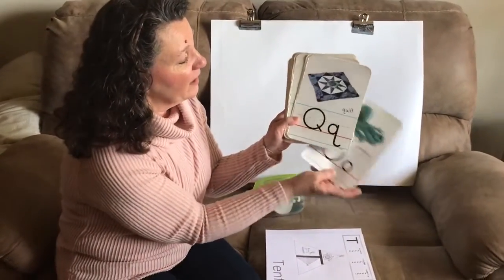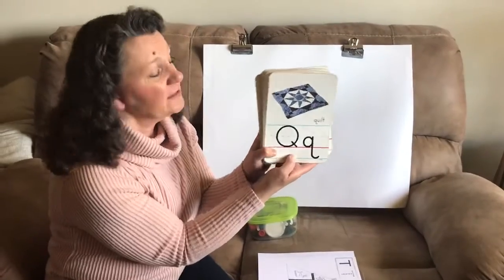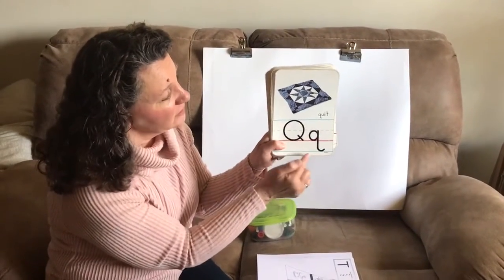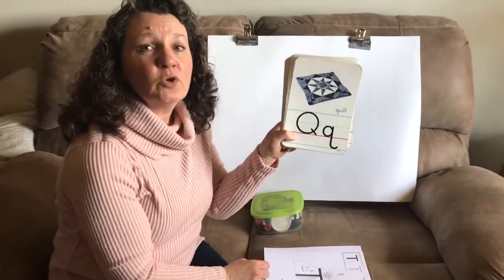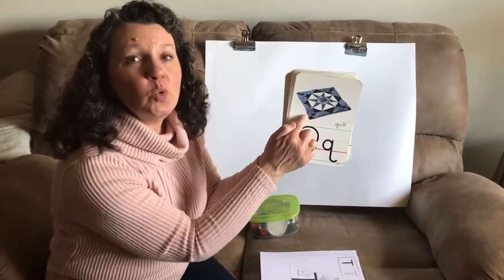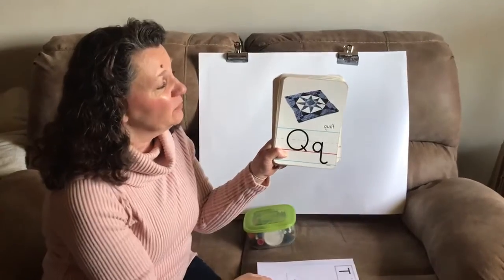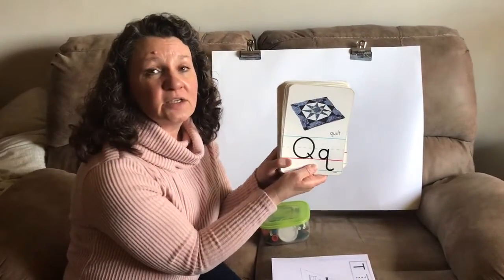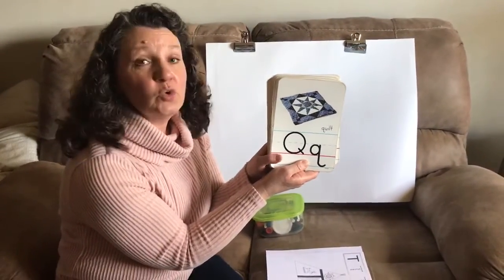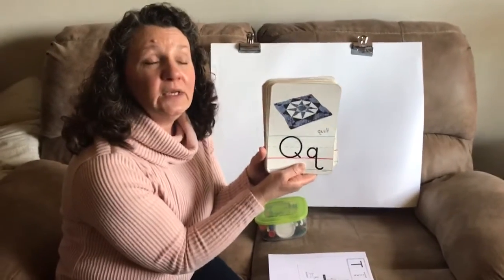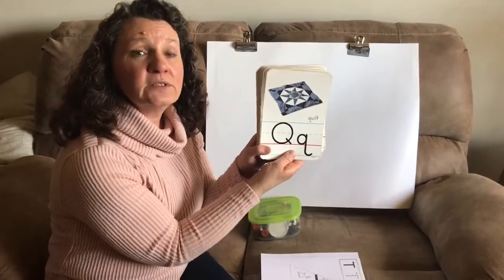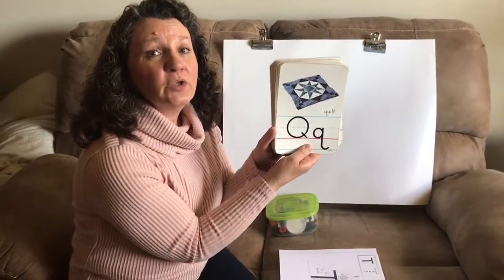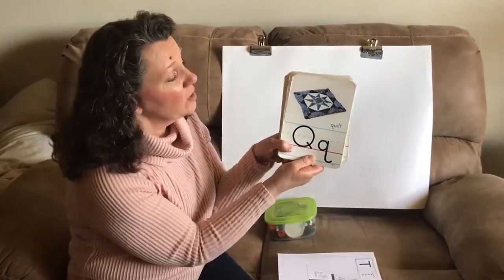And here we have, do you remember that letter? That's the Q. It almost looks like an O with a little tail. We have our capital Q and our lowercase q. Q makes the qu sound. This is a quilt. Remember, a quilt is like a blanket with different kinds of designs and colors and materials. Q is for queen and quiet. Q is for quilt, qu.